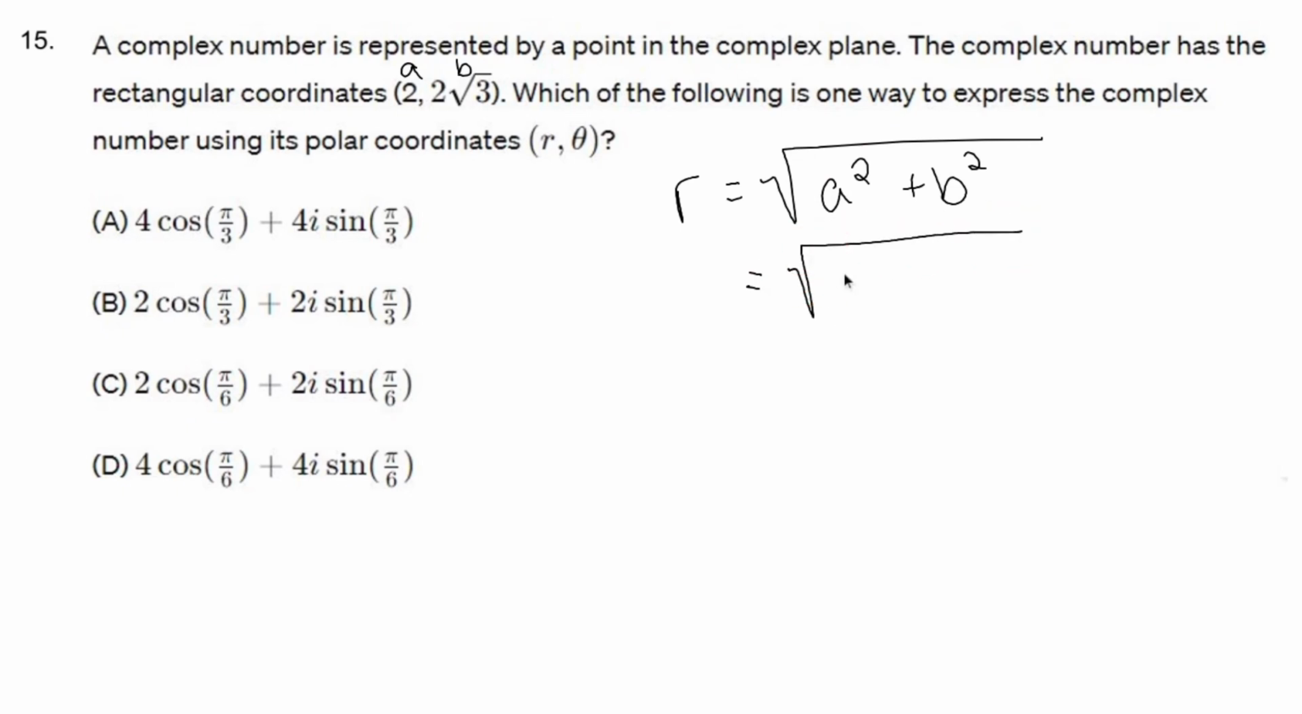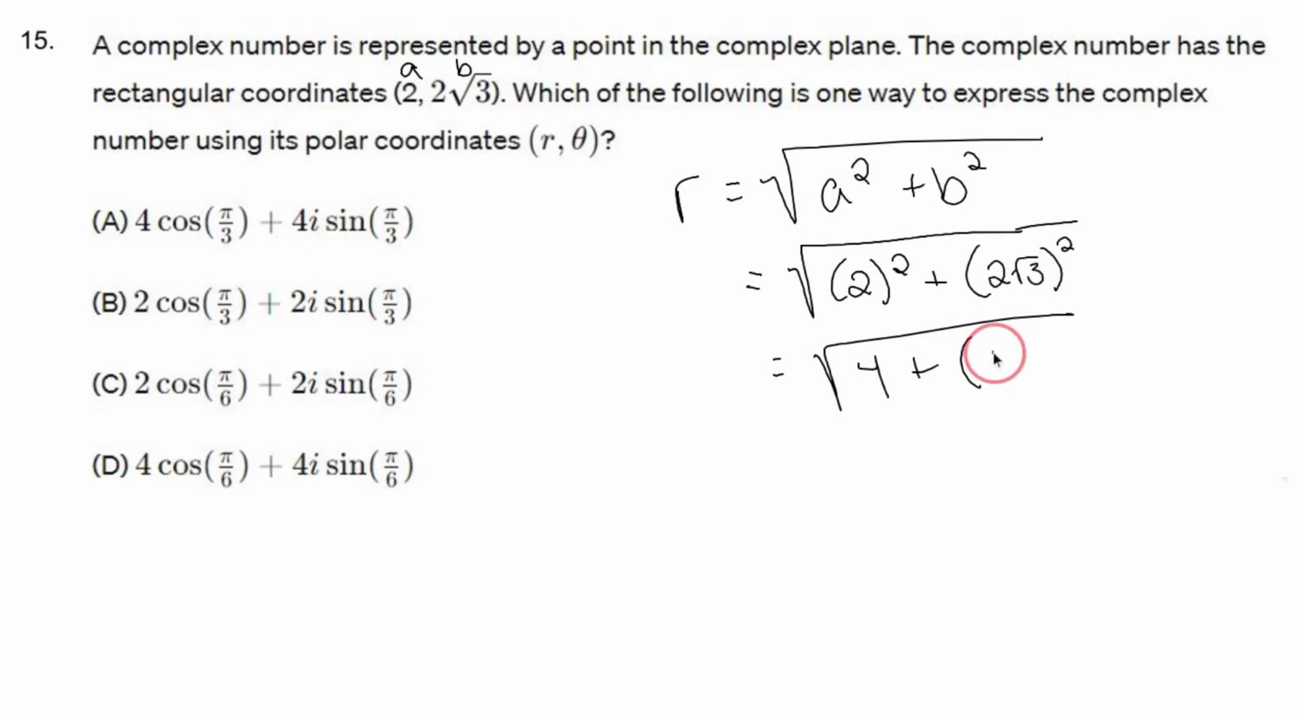But what's my a? We called a 2, so 2 squared. B is 2 root 3, so we'll do 2 root 3 squared. Okay, 2 squared is 4. 2 times 2 is 4. Root 3 times root 3 is 3. So 4 times 3 is 12. But what we get is the square root of 16, which is 4, baby. So what we have so far is an r of 4.